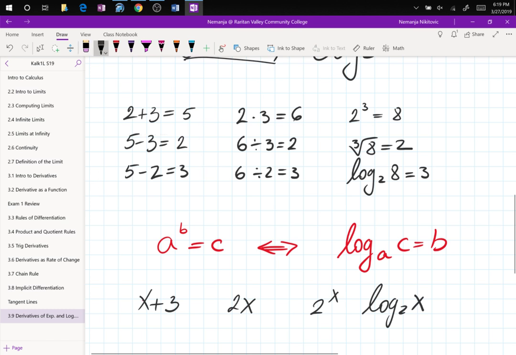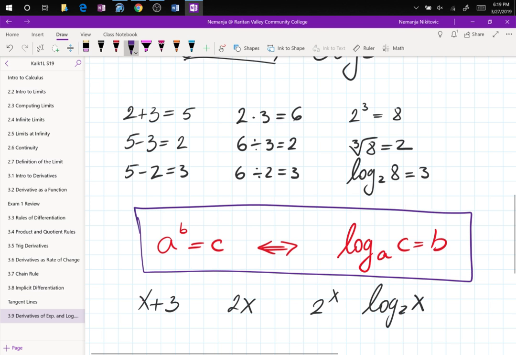Log is going to undo exponentiation, and by writing this conversion rule down, it shows clearly in which way the logarithmic function and exponential function are inverses of each other.